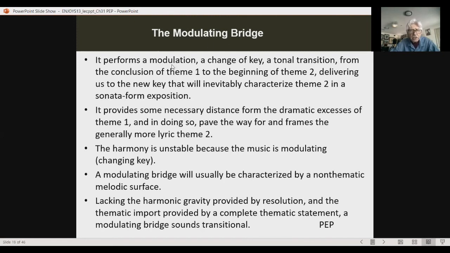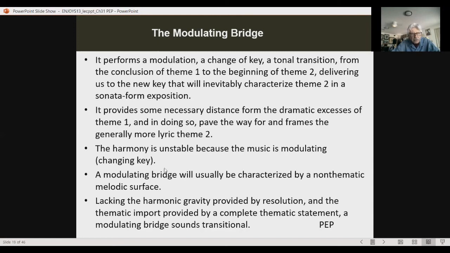So what about this modulating bridge? It performs a modulation, right? When we go from one key to another, a change of key, a tonal transition from the conclusion of theme 1 to the beginning of theme 2, delivering us to the new key that will inevitably characterize theme 2 in a sonata form exposition. The modulating bridge provides some necessary distance from the dramatic excesses of theme 1, and in doing so paves the way for and frames the generally more lyric theme 2.